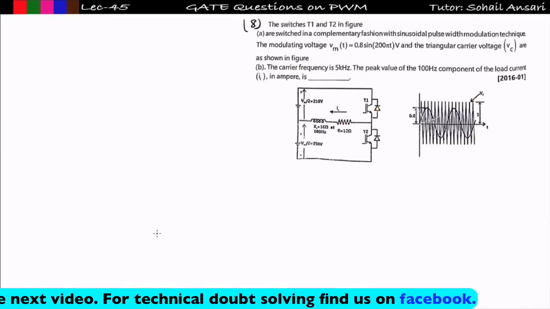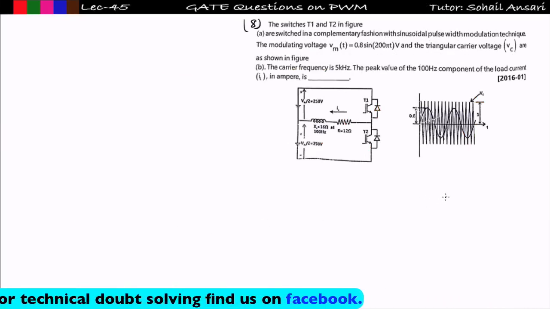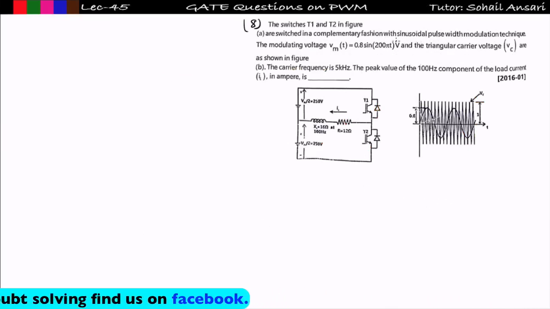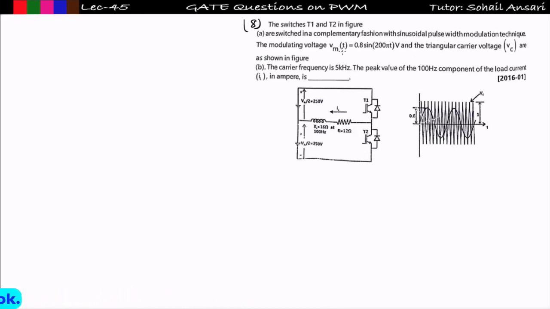See the next problem. This is also related to pulse width modulation only. The switches T1 and T2 make up my half bridge inverter. I explained it with the help of a full bridge inverter, but don't worry. The switches T1 and T2 in the figure are switched in a complementary fashion with the sinusoidal PWM technique. The modulating voltage Vm is equal to 0.8 sine 200 pi t, and the triangular carrier wave Vc is shown in the figure.